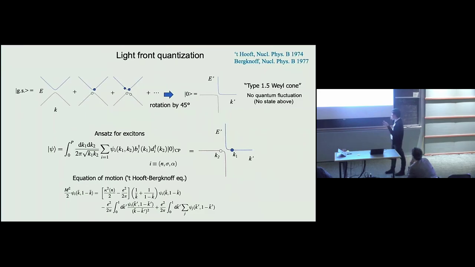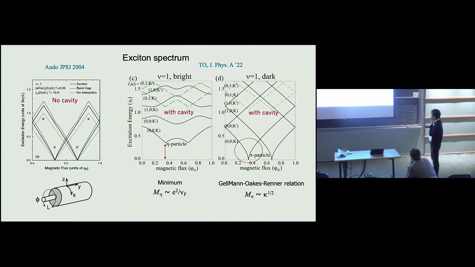It's the vacuum. From this vacuum, I can write my excitons by just putting one hole and one electron on these two bands. This is my ansatz. Then you can solve this ansatz by solving the equation of motion. It's really just writing down the Schrödinger equation in this notation.